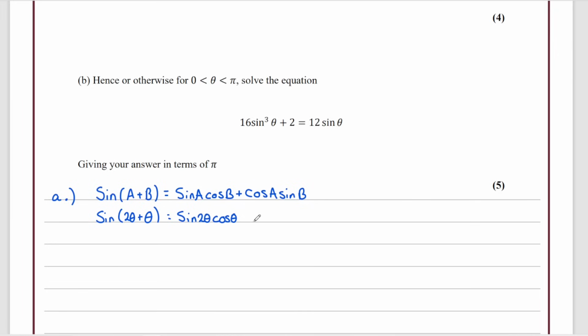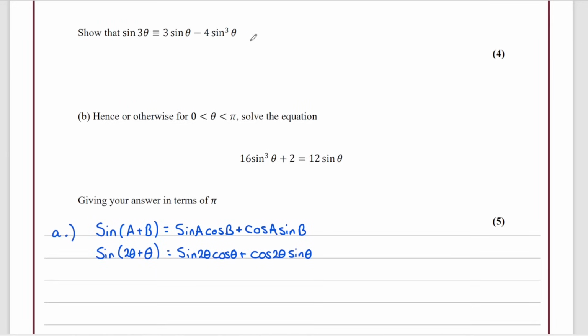We've then got cos 2 theta multiplied by sine theta. Okay. So from here then, it's just a matter of using the appropriate double angle formulae, simplifying, and hopefully we should obtain this required result here.